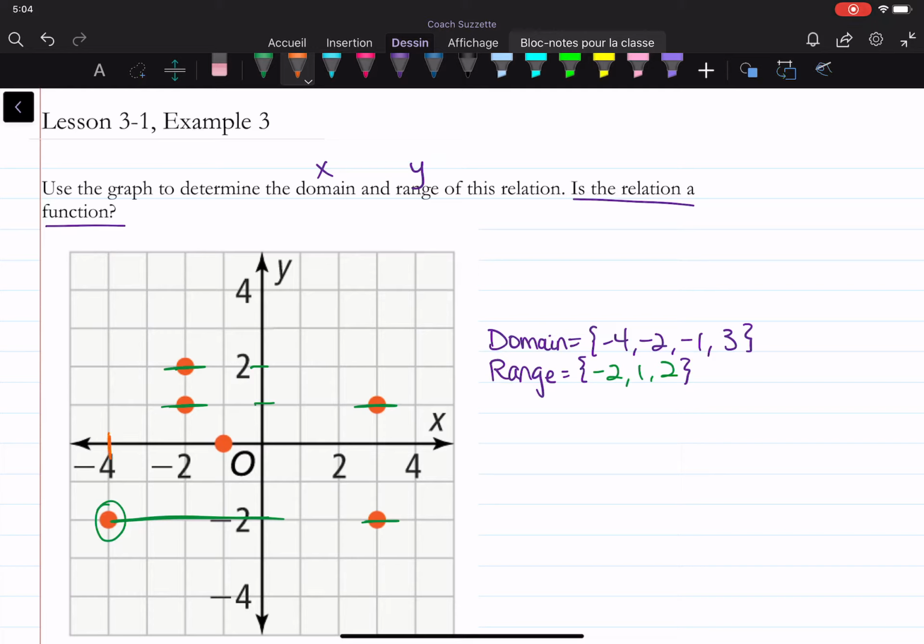There's only one point here, we're fine. What about here? Those are two y values assigned to the same x value of -2. So we don't have a function. We also could have determined that if we started maybe on this side of the graph, because there are two outputs there for this one input. So this relation is not a function. And we are done.